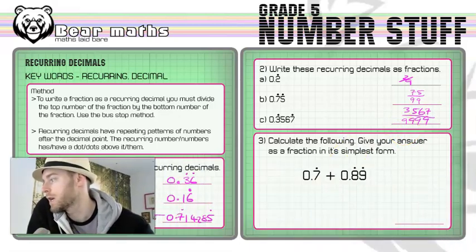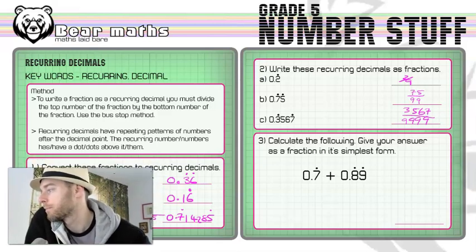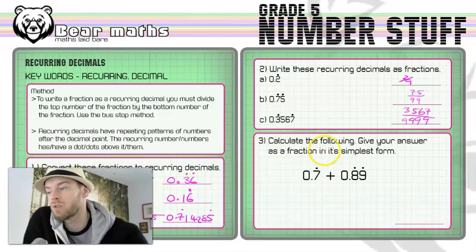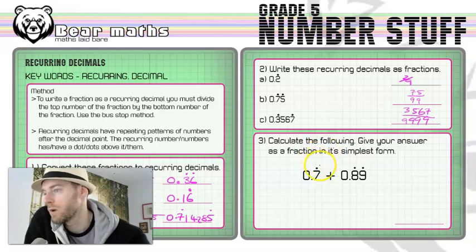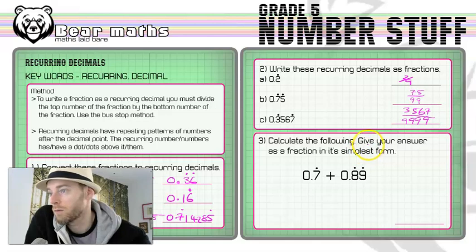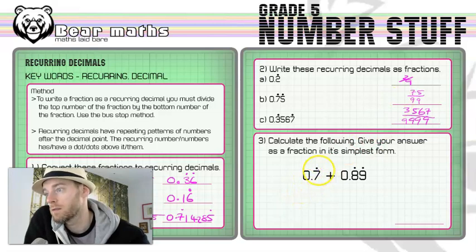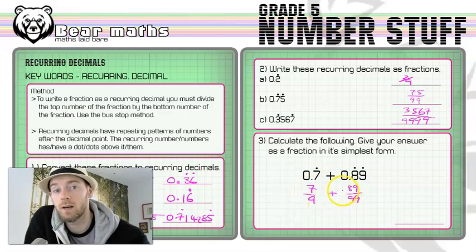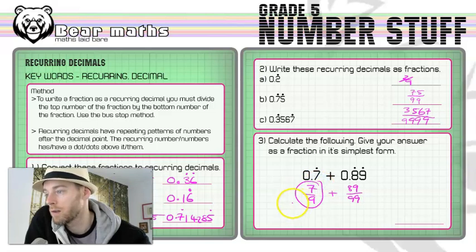Now, in question number 3, we have got a calculation to do with some recurring decimals. Now, this would be really difficult to do if we didn't have a calculator and we weren't allowed to turn them into fractions, or didn't know how to turn them into fractions. So we've got to turn them into fractions because of this recurring number in order to add them. I've just done that up there. So this one, 7 over 9. And this one will become 89 over 99. Now, this is an adding fractions question. If you need to know how to do that in more detail, please watch the video on it that I've made. But this is a quick overview.